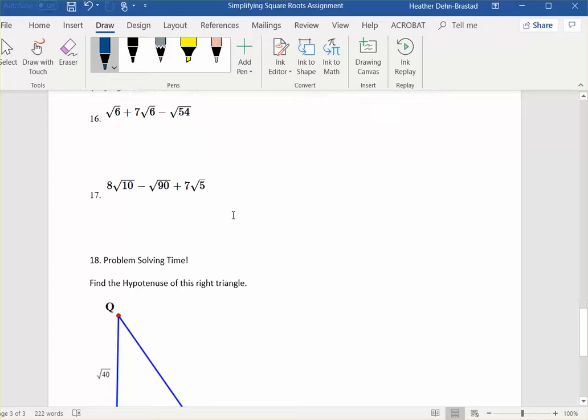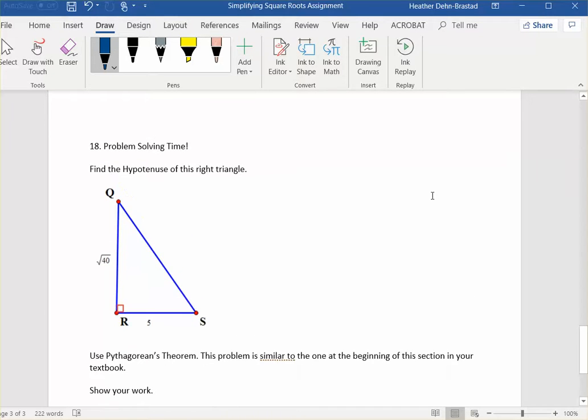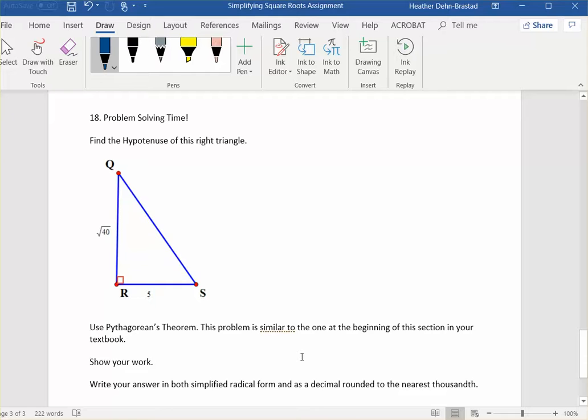I think the rest are pretty much like that. Make sure you notice if there's a minus sign. And then the last one is Pythagorean's theorem. There is a problem just like this, or very similar to this, at the beginning of your textbook. So you should be looking back at that to see how to do it.